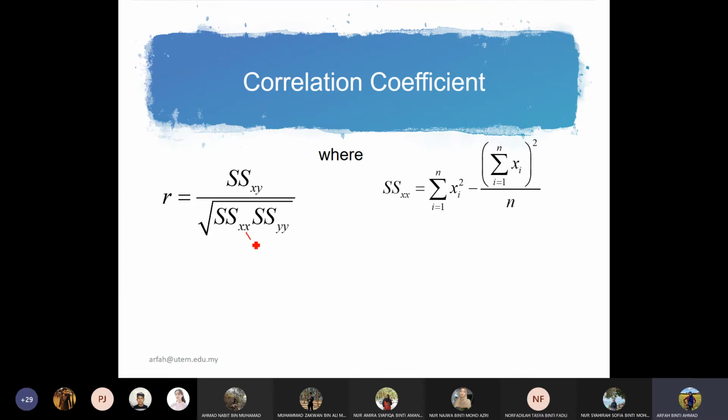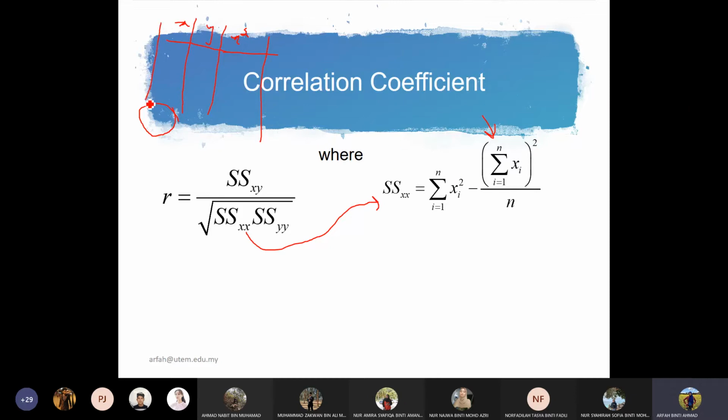SSXX yang ini, okay, sama dengan ambil nilai x kuasa 2 tolak dengan summation of setiap nilai x dikuasakan 2 dibahagikan dengan n. Meaning that awak ada data awak tadi, this is your x and this is your y. Okay. So kena buat satu kolom. Setiap nilai x kita akan kuasakan 2. X kuasa 2. And then kena ada dekat sini berapa sum bagi x. So this is the sum of x dikuasakan 2 dibahagi dengan n.